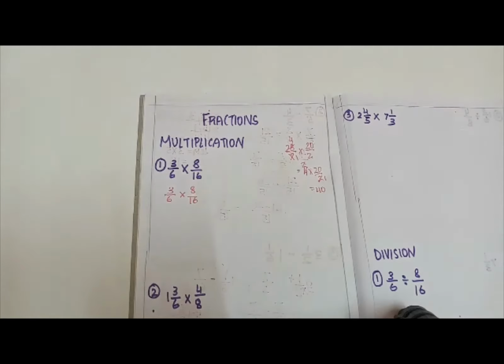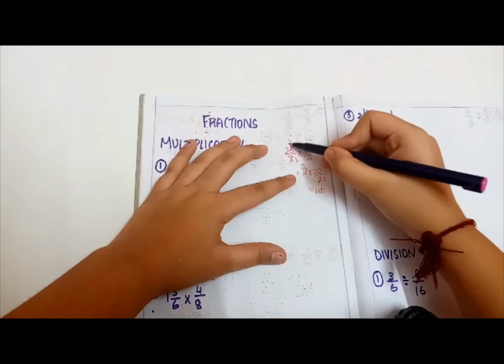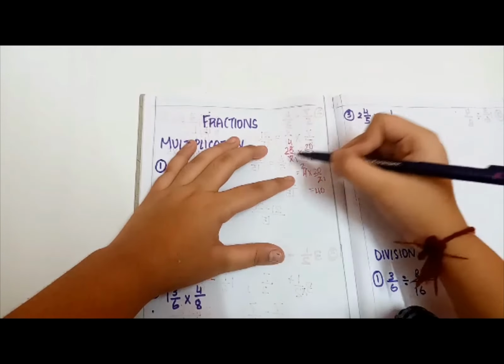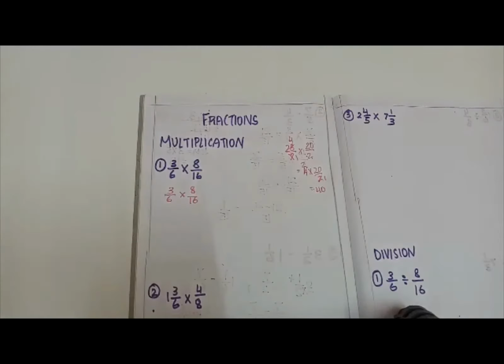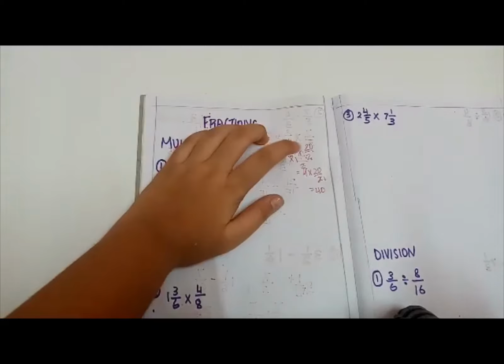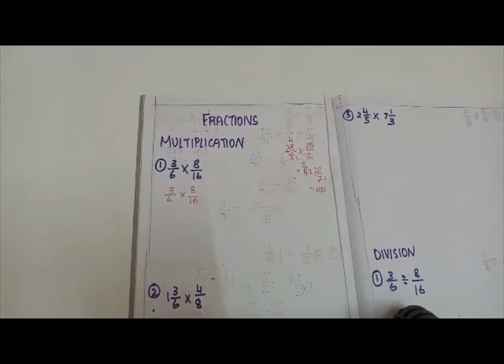So for solving fractions, we can cut only up and down or slanting. We cannot cut numbers which are in the same line, the numerator with the numerator. So this is the way to solve or cut a fraction. Now let's go back to our sum.